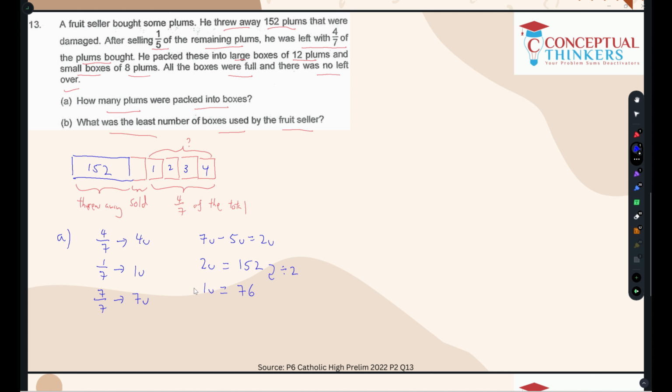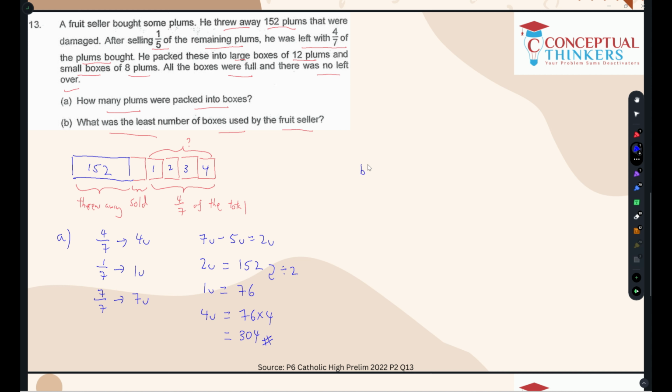Then next, I'm going to take 76 and multiply by 4, because these are the 4 units that were packed into boxes. To calculate that, I will take 76 times 4. I can use my calculator because this is a Paper 2 question. So 76 times 4, I'm going to get 304 as the answer. Later I'll be showing you how I do my inspection. So let's continue and solve for part B first.